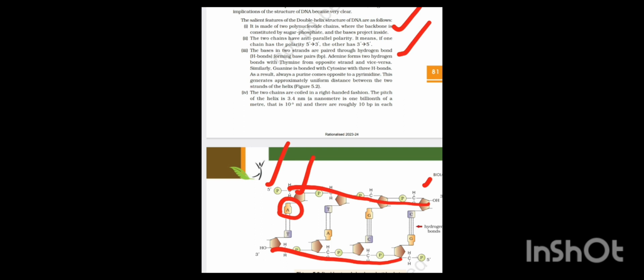The bases of the two strands are paired through hydrogen bonds, forming base pairs. Adenine forms two hydrogen bonds with thymine from the opposite strand and vice versa. Similarly, guanine is bonded with cytosine with three hydrogen bonds. As a result, a purine always comes opposite to a pyrimidine. This generates approximately uniform distance between the two strands of the helix.